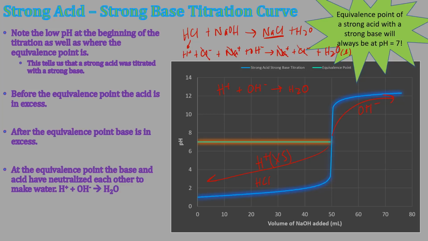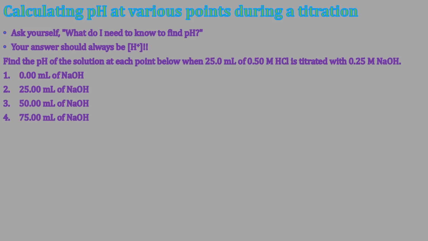So in order to find the pH along that line, if you didn't have this curve, you'd have to figure out how much you have of each one of those in excess. All right, so let's do one of those problems. Okay, so we want to find the pH of the solution at each point when 25 milliliters of HCl is titrated with 0.25 molar NaOH. The first point is before we've added any base. Well, that's really easy. So we've got 0.50 molar HCl.